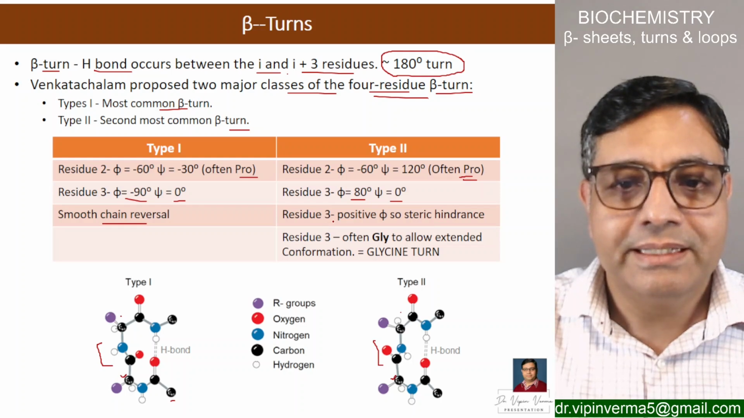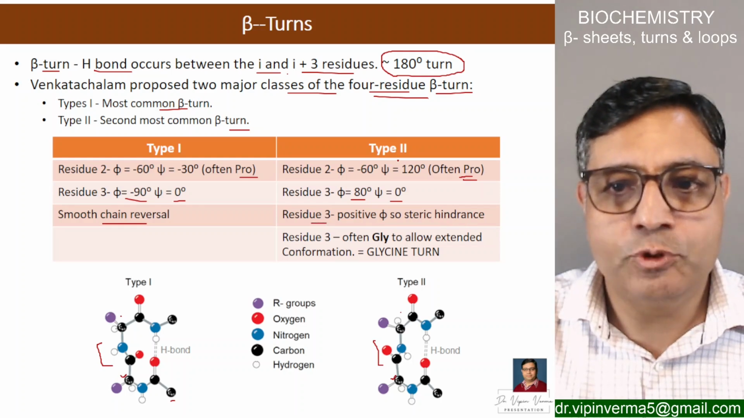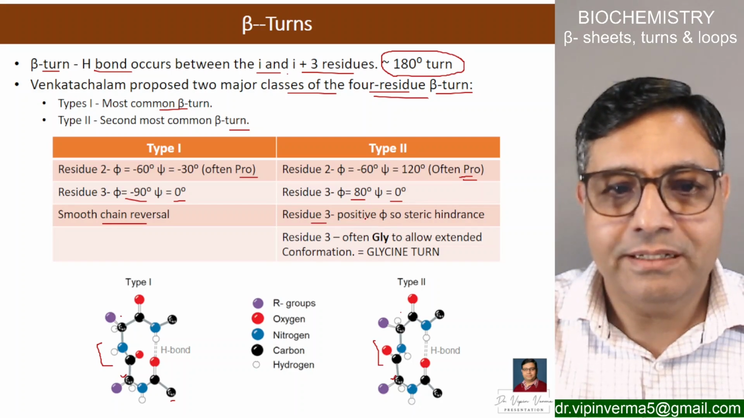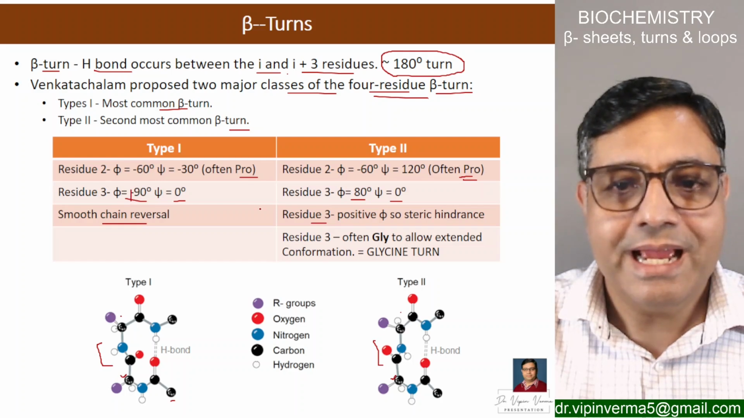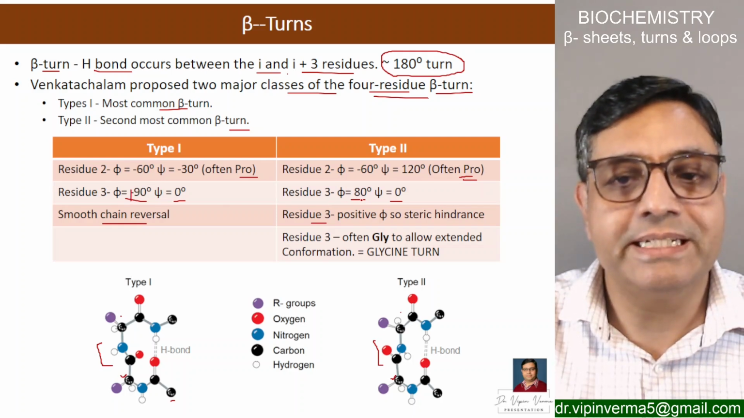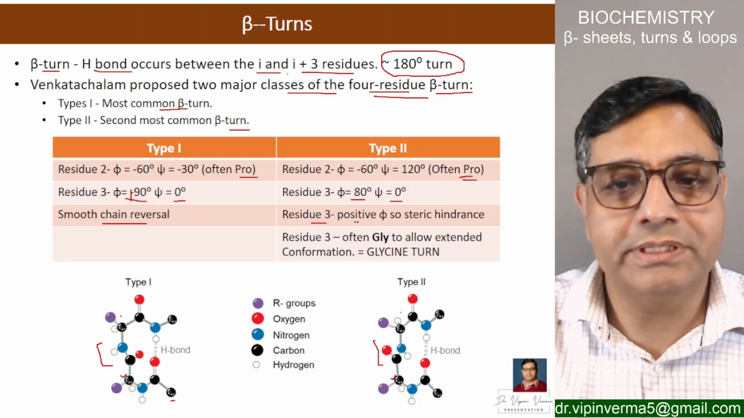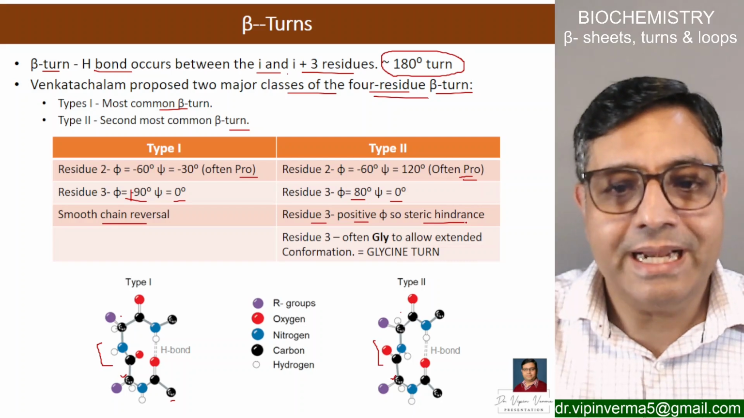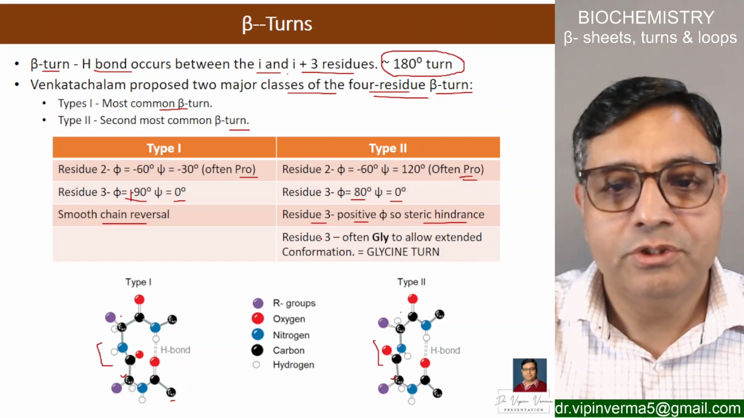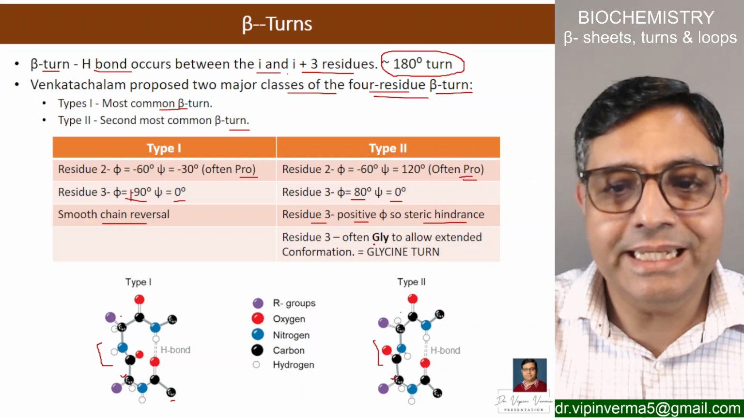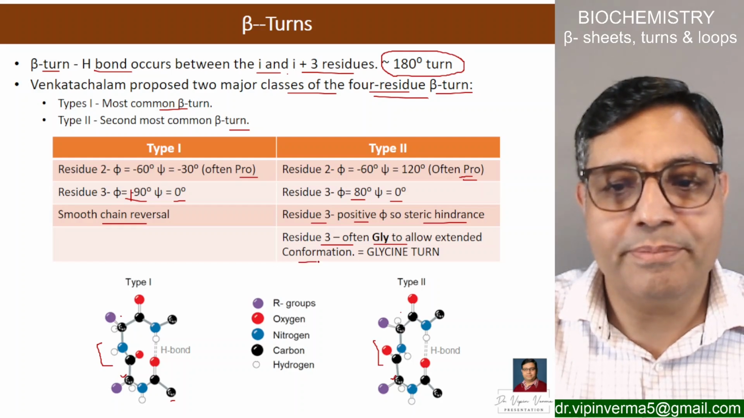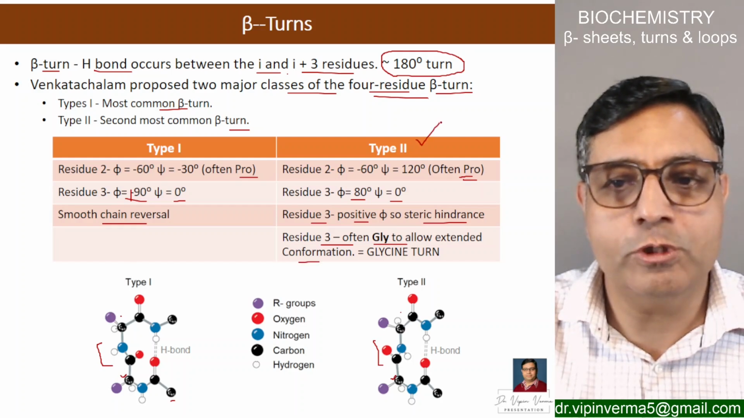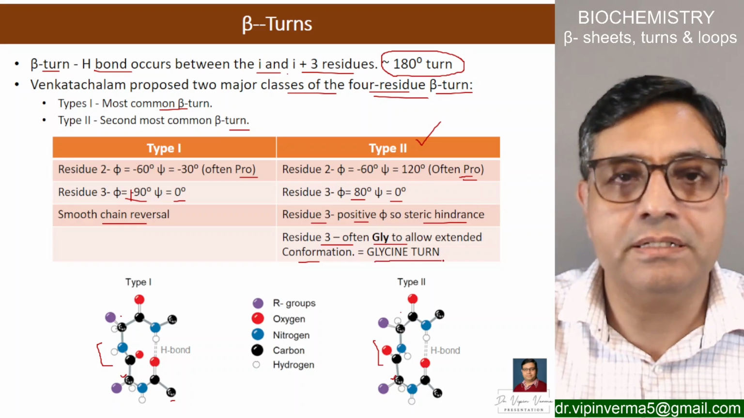But the residue number 3 in type 2, it is positive. And you can see here, this is minus 90 degree and here it is positive 80 degree. So residue number 3 is positive phi. So there is a steric hindrance. And because of this, usually glycine is at the residue number 3, which allows extended conformation. Therefore, type 2 is also called as glycine turn.